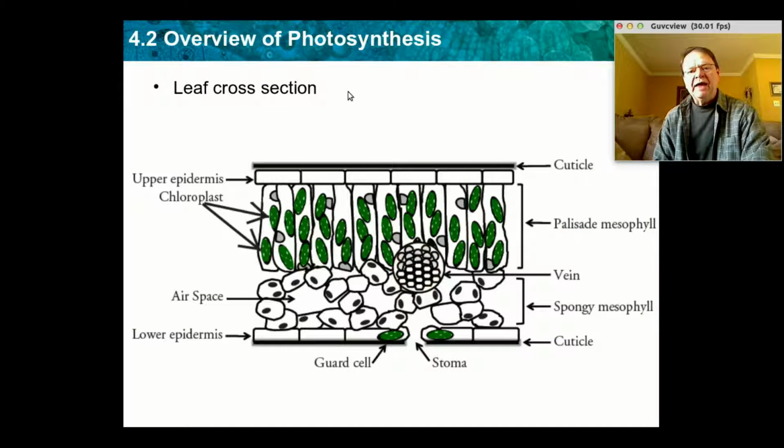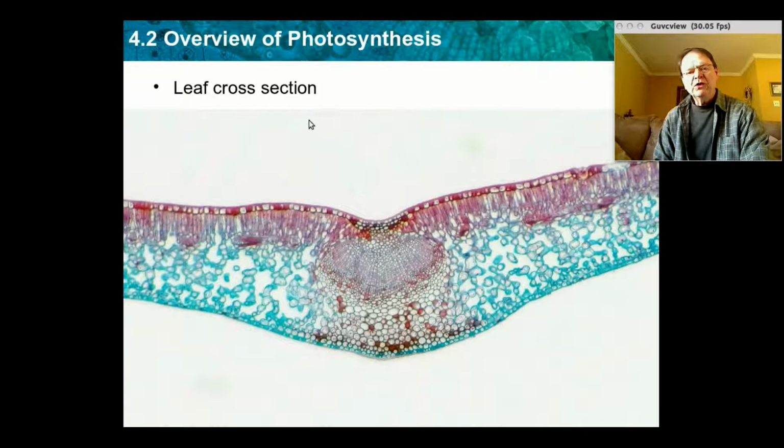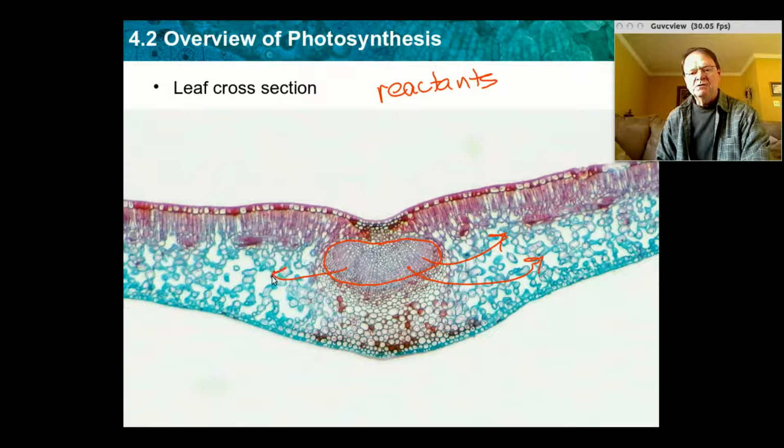Now, let's take a look at the reactants for photosynthesis and how they are going to enter in. Well, as we noticed, we have the veins of the leaves right in here, and this is where water is going to come up from the roots into this mesophyll, and that's going to provide water to all the palisade cells, because that's one of the important reactants for this chemical reaction of photosynthesis.